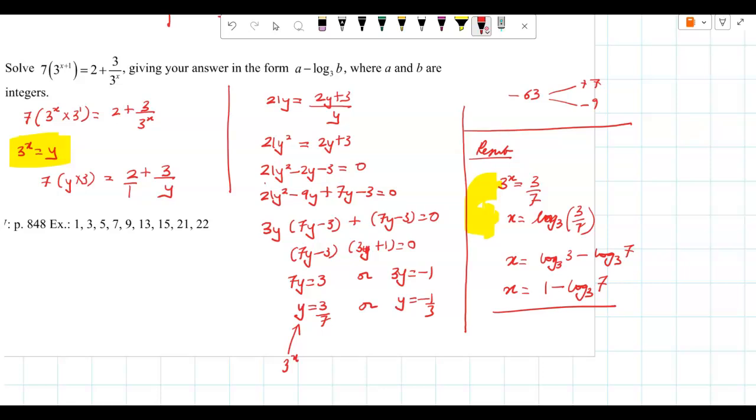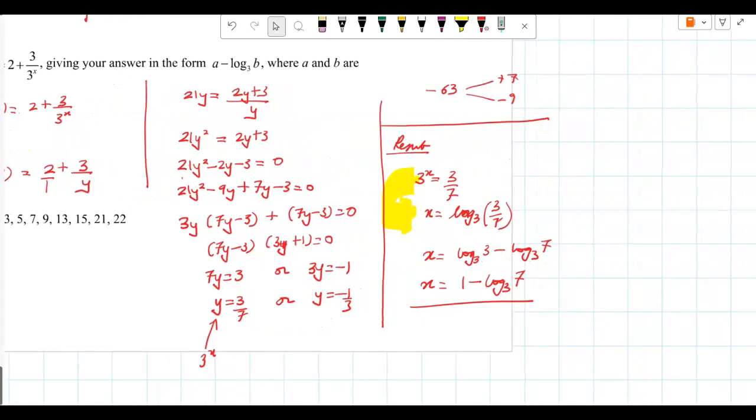Now the next one: 3 raised to x is equal to minus 1 over 3. No solution.